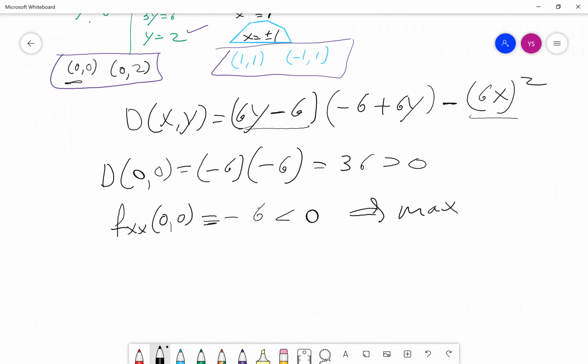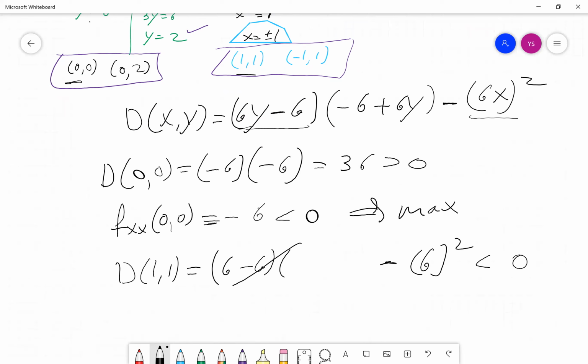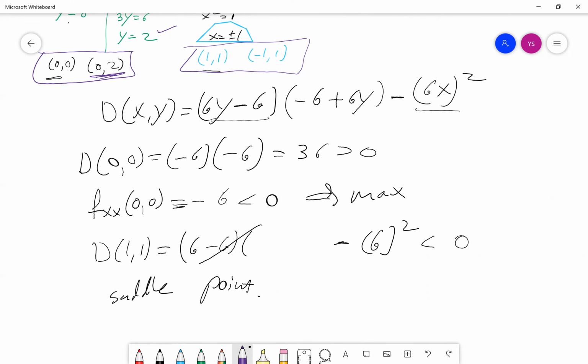Okay, let's do another one. So let's do the 1, 1. D of 1, 1 is going to be 6 minus 6 times, okay, so that's 0 minus 6 squared. So this is negative. So this is a saddle point. So please take the next 4 minutes and do the other two. So do this one, 0, 2, and do this one, negative 1, 1.